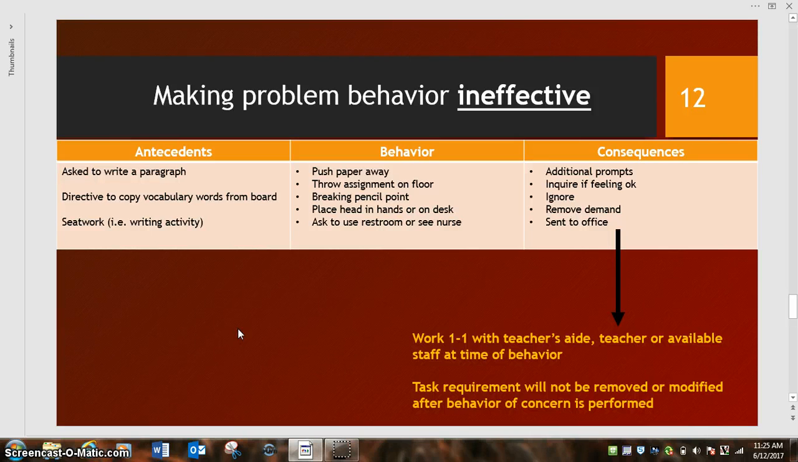Next, the team looked at how to make problem behavior ineffective. So in this example, it was decided that when the behavior occurs, the student would work one-on-one with a teacher's aide or the teacher or any other available staff, and then basically maintain that task requirement and not remove it or modify it after the behavior of concern is performed.